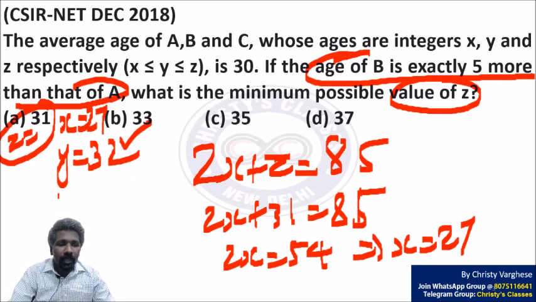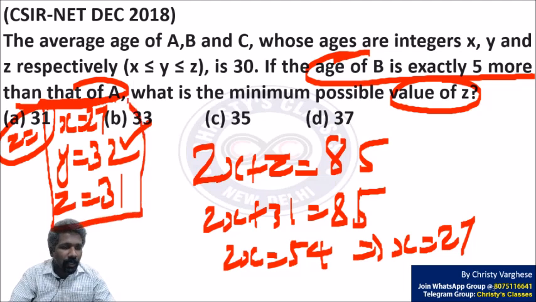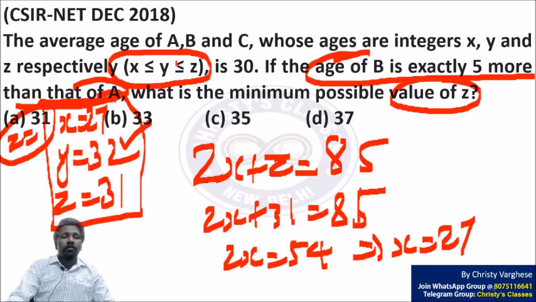That means if option A is correct, x is equal to 27, y is equal to 32, z is equal to 31. It looks like a correct set of values, but that is incorrect because of the inequality we have seen in the question. X should be less than or equal to y, which should be less than or equal to z.